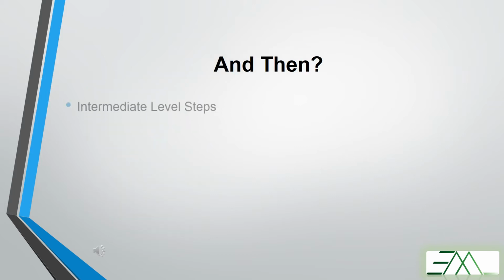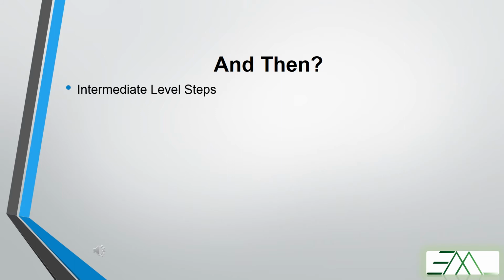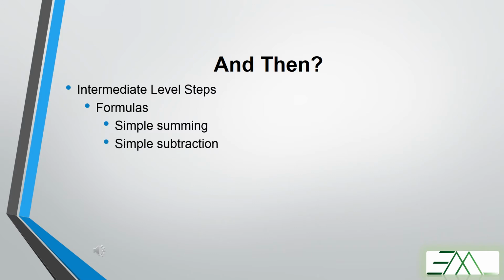Video 4 will cover our intermediate level steps of these 5 videos. We're going to focus on formulas here. Simple summing, that's the most common operation. Now remember, we have to add 12 individual cells together and then add the 13th cell to that number. We have simple subtraction. That's a common operation too. Subtract the sum from the ceiling.